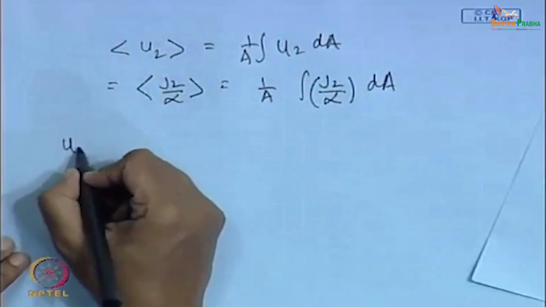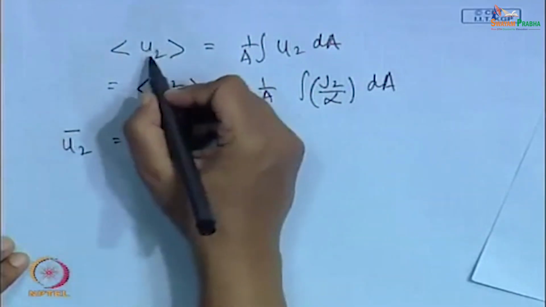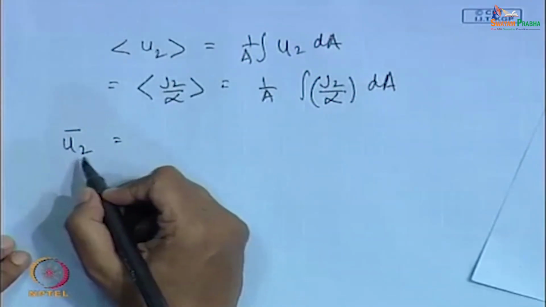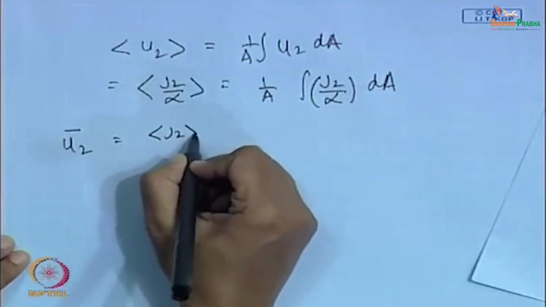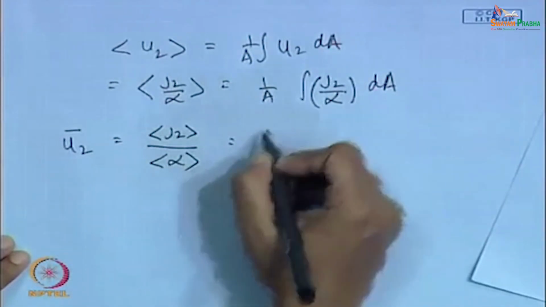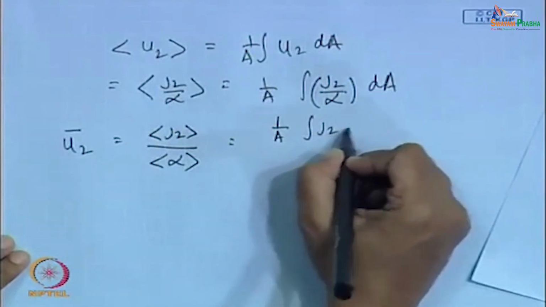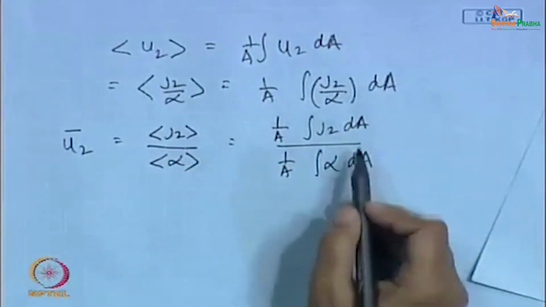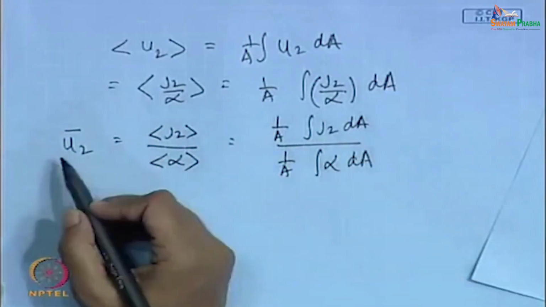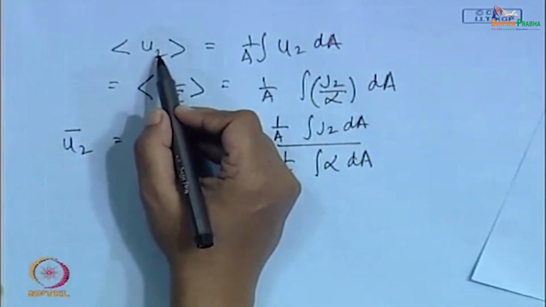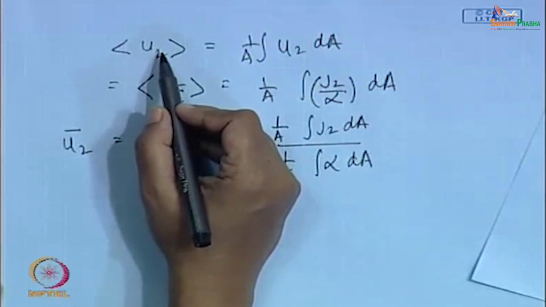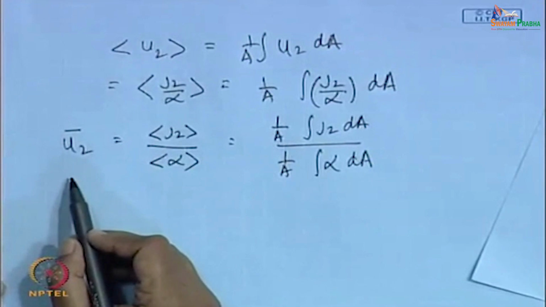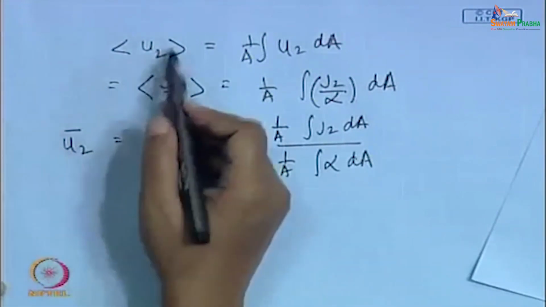And when you talk of U2 bar, that gives a cross sectional average velocity, very sorry. And when you talk about the weighted mean average velocity, this means J2 by alpha, which is nothing but equal to 1 by A integral J2 dA by 1 by A integral alpha dA. Now, by comparing these two expressions, is it clear why this is not equal to this? This is the cross sectional average velocity of component 2, this is the weighted mean velocity of component 2. So, they are grossly different.